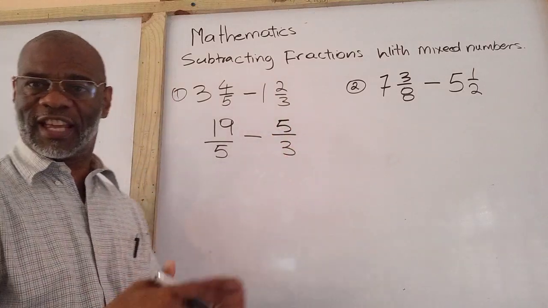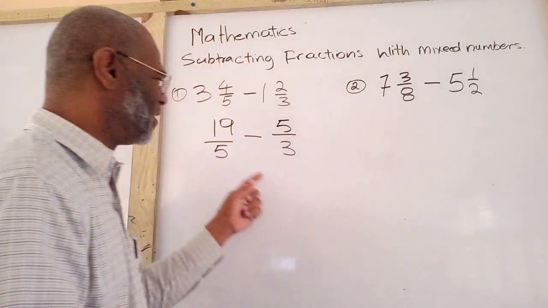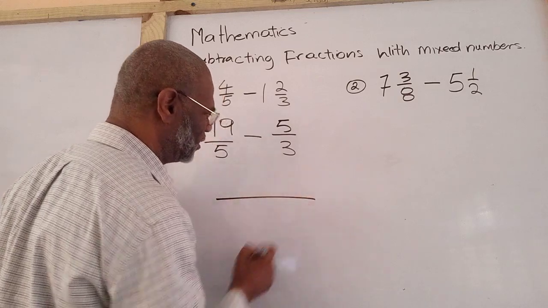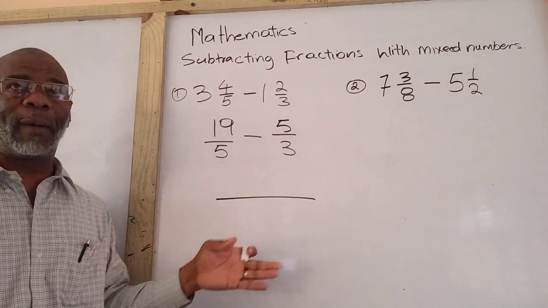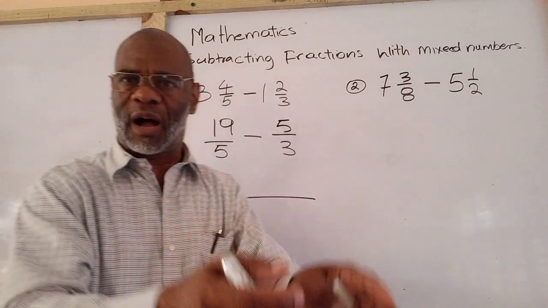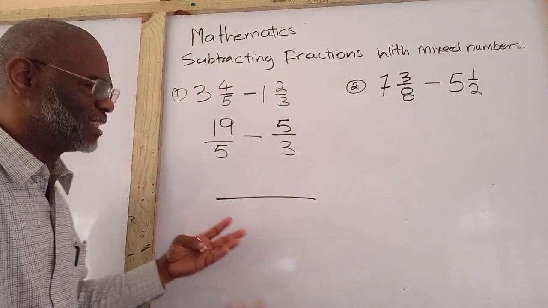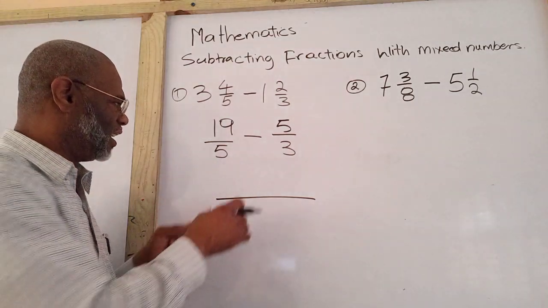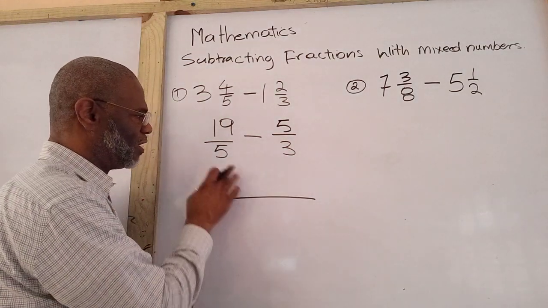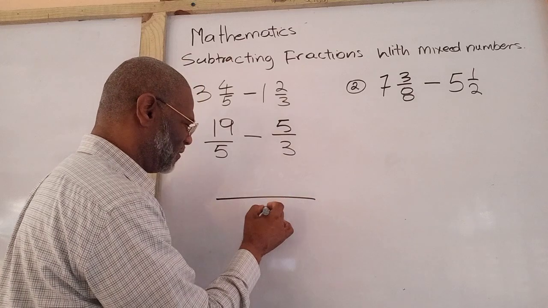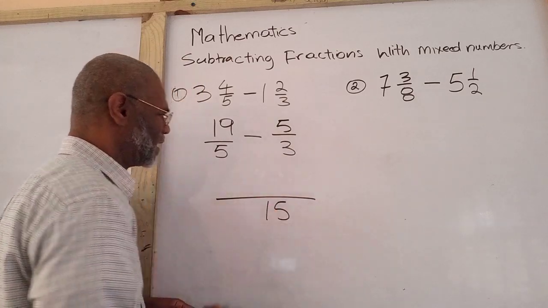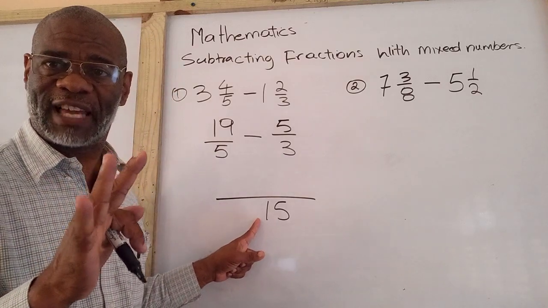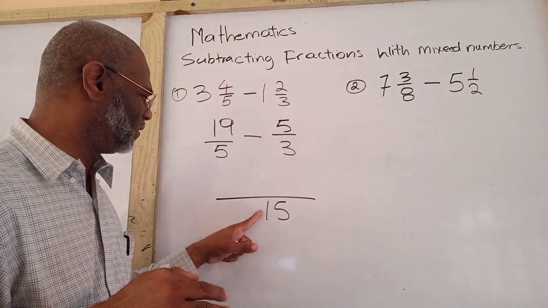Now we follow the same principle, we need to find the common denominator, the LCM. Some persons call it the common denominator; we may say the least common multiple, same thing. So the least common multiple for 5 and 3 is 15. Then we say 5 into 15 is 3. 3 times 5 is 15. So 5 into 15 is 3.